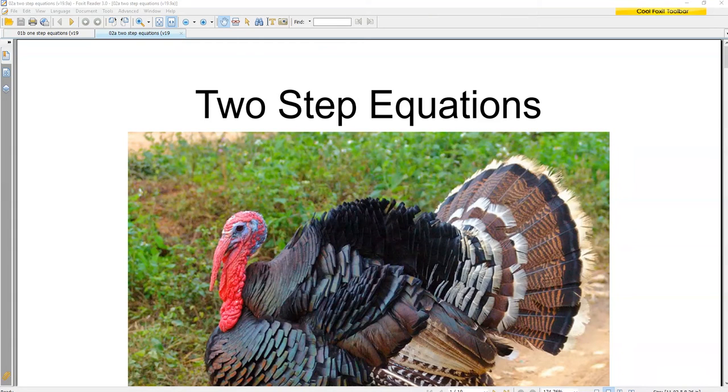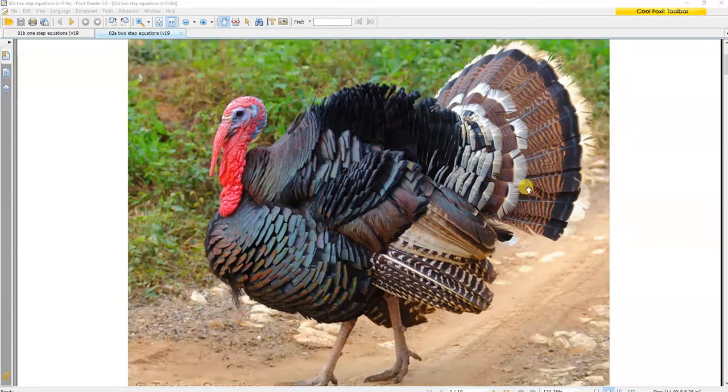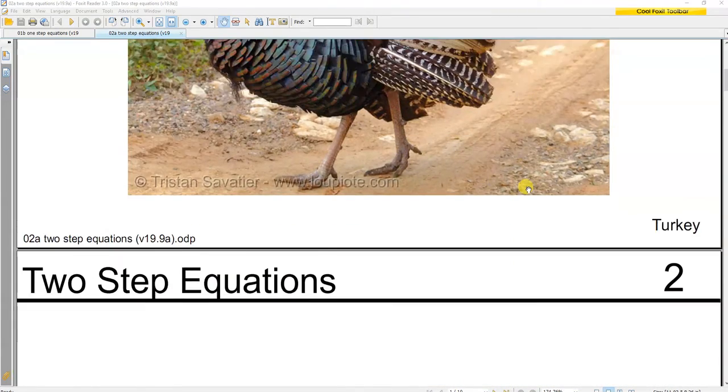Hi, it's Mr. Barr, and we're going to do two-step equations today. Yesterday we did one-step equations, now we're doing two-step equations. And there's a big turkey.